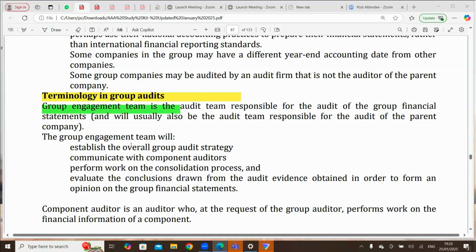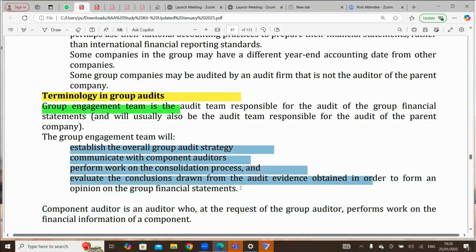The group team will be responsible for the following. They will establish the overall group strategy. They're also the ones that will communicate with the component auditor. They will perform work on the consolidation process. They will evaluate the conclusions that are drawn from the audit evidence. And they will also be the ones to form an opinion on the overall group financial statements.